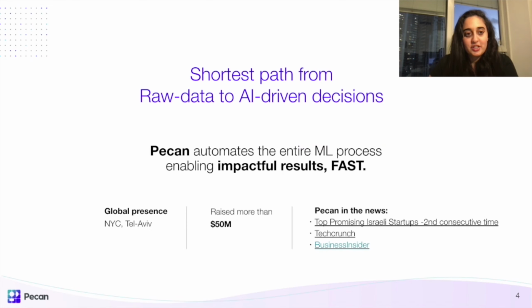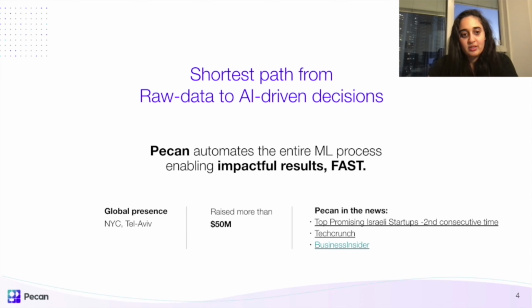For the context of this session, I want to start by telling you a little bit about Pecan. Pecan was designed to drive business value from machine learning and also make it possible for people who are not data scientists to use predictive analytics. As you all know, data science projects can be very slow, and we try to break this trend by automating the data preparation and basically the entire training process.